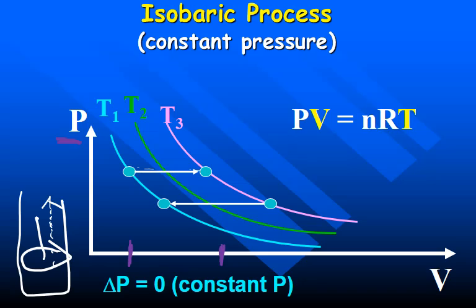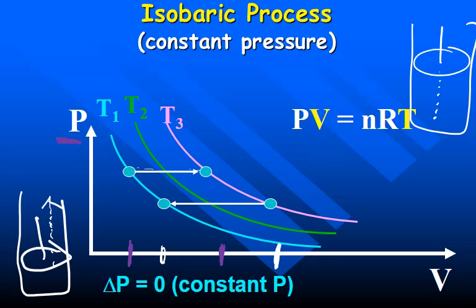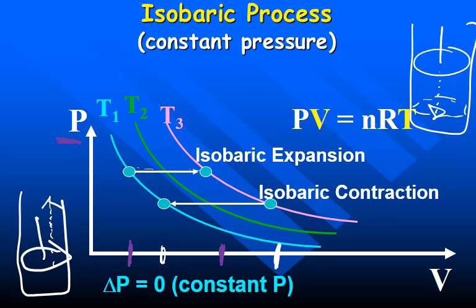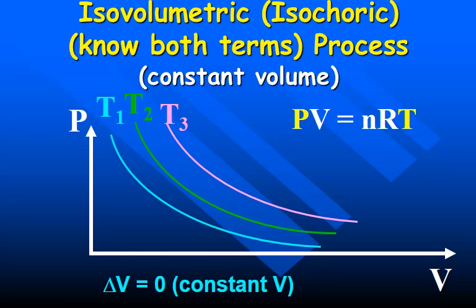Likewise, if you're going the other way, if you're compressing a gas, you're going from here to here, and your gas is being compressed. If it's being compressed, then the temperature must drop to keep the same amount of pressure. So that should make sense there. So this would be called isobaric expansion. This would be isobaric contraction. And this is called isovolumetric and isochoric. It's important to know both terms, isovolumetric, isochoric, same thing.